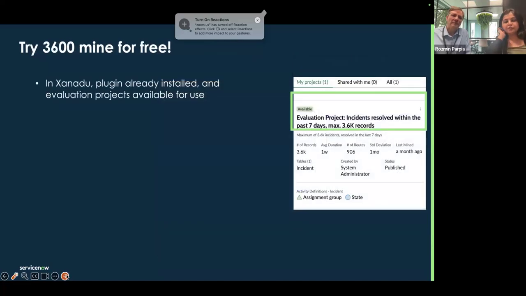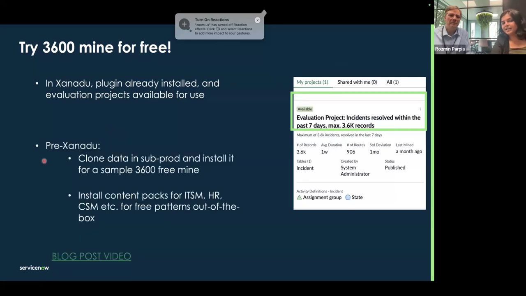And did you know that if you wanted to try this for free, we've made it so simple, you don't have to install any plugins anymore. In Xanadu, we already have those installed for you. All you need to do is go into the evaluation project. From there, you can run process mining for 3,600 records. If you are pre-Xanadu, then you could clone data in subprod. There's a blog post out there which has a video in it.